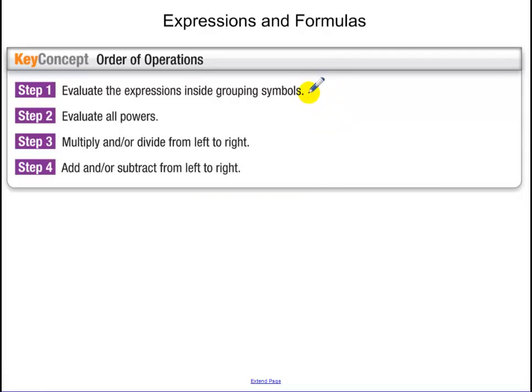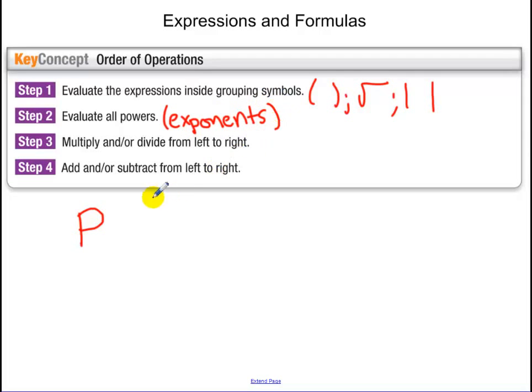Evaluate expressions inside grouping symbols. So things like parentheses, things like square roots, absolute value signs. Evaluate inside there first. A lot of you guys are used to thinking about that as P. And then any powers, many of you are thinking exponents.